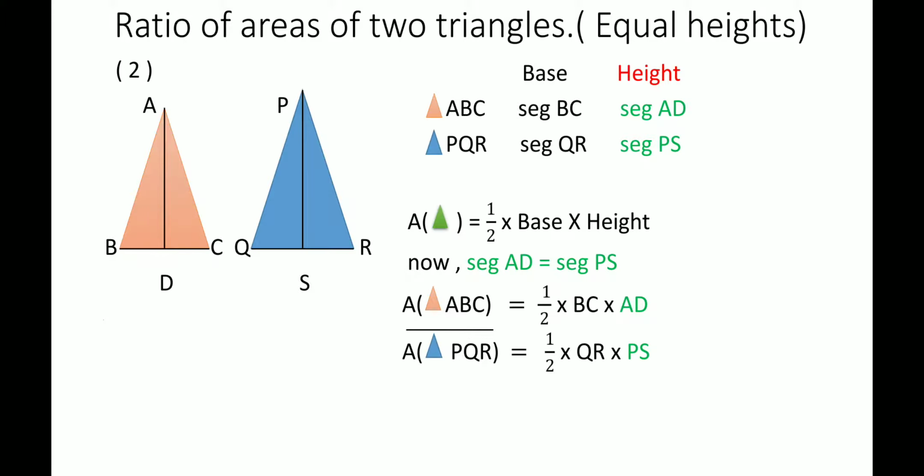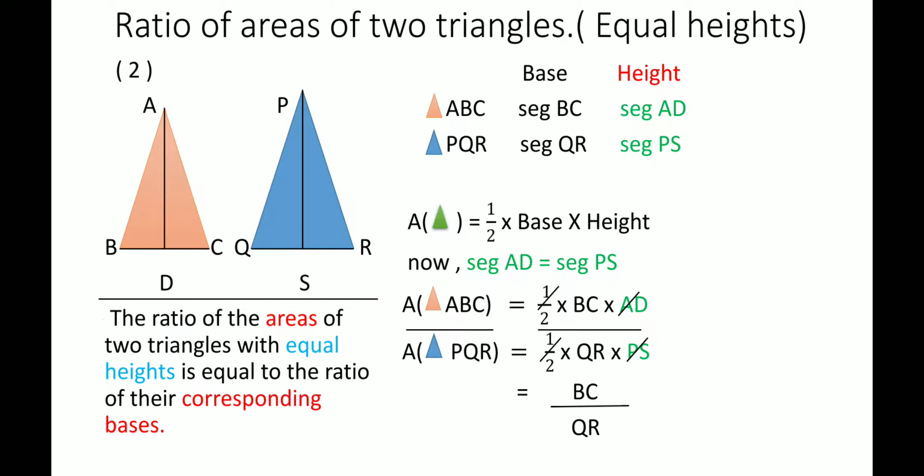Ratio means division. We take the division of both the sides. Half gets cancelled with half. AD and PS are equal, so AD gets cancelled with PS. So what remains? BC upon QR. And what is this? BC is the base of triangle ABC and QR is the base of triangle PQR. This property can be written in words like this. The ratio of the areas of two triangles with equal heights is equal to the ratio of their corresponding bases.